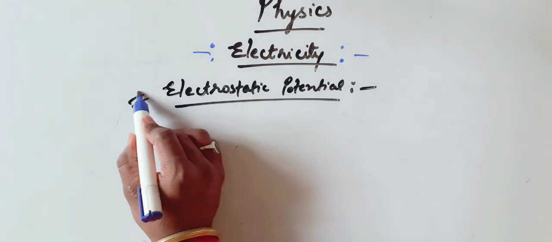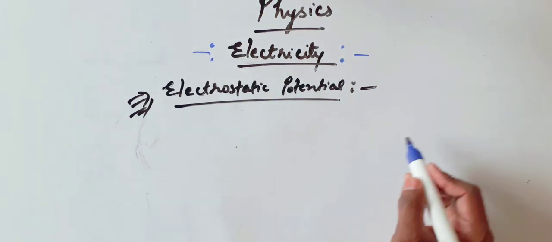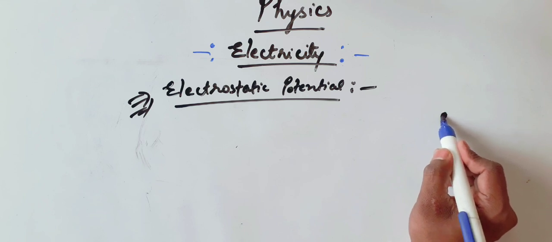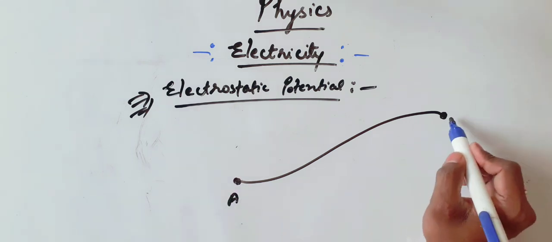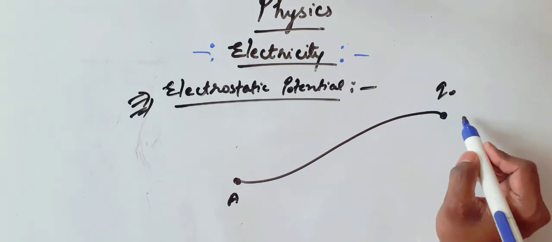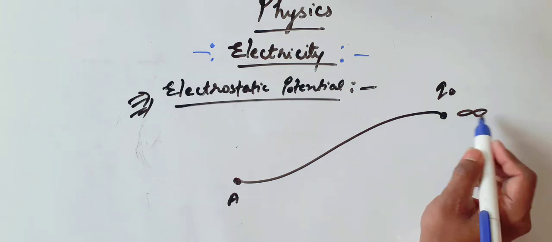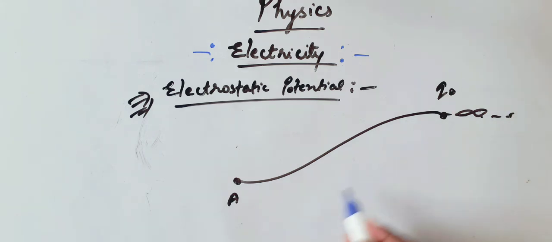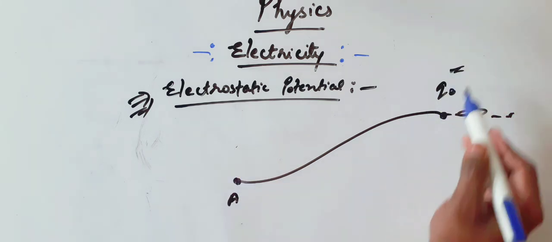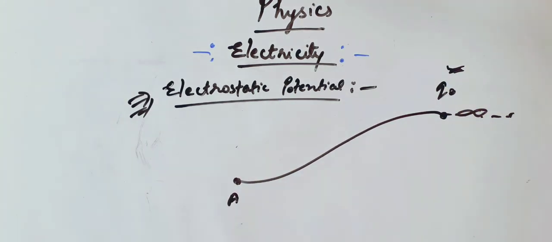Electrostatic potential. Now electrostatic potential. What do you mean by electrostatic potential? When a unit positive charge comes from infinity to a particular point, okay, this is point A, and let us suppose this Q0 charge is moving from infinity to point A, then the total work done by this charge is known as electrostatic potential.